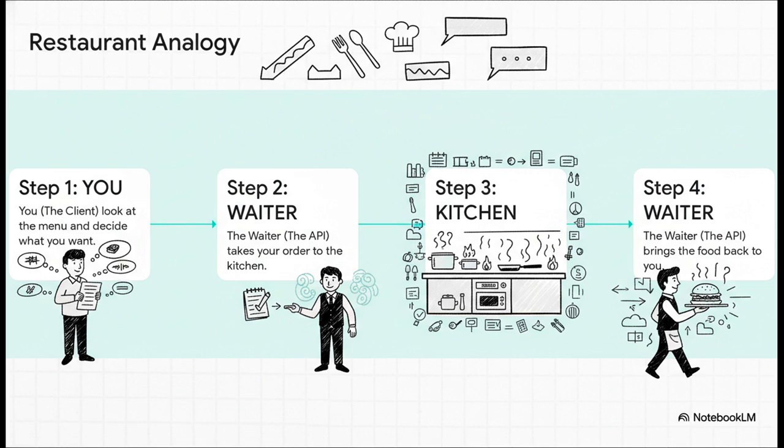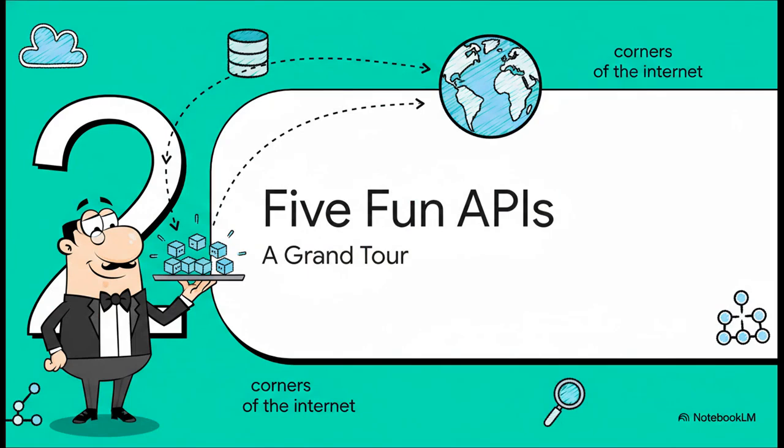Now, you can't just storm into the kitchen yourself, right? You need a go-between. That is the waiter. The waiter is the API. You give your request to the waiter, who takes it to the kitchen using a very specific set of rules, and then brings the response, your delicious food, back to you. That is literally it. An API is just a messenger. It takes requests and brings back data. Simple. So, see, you get it now.